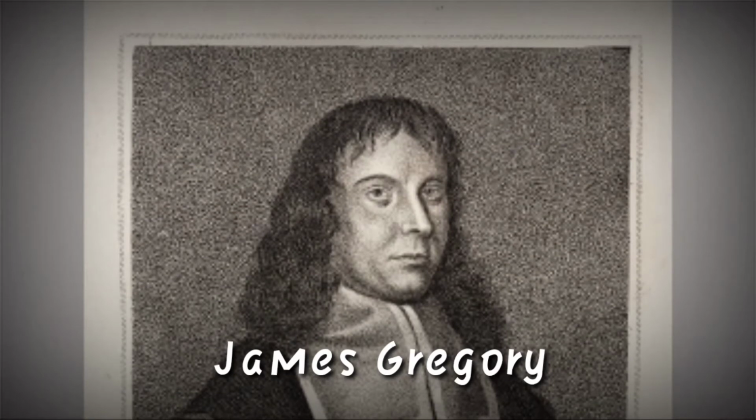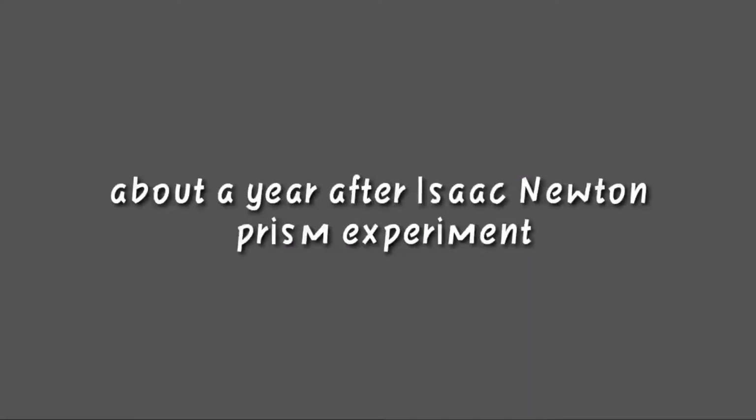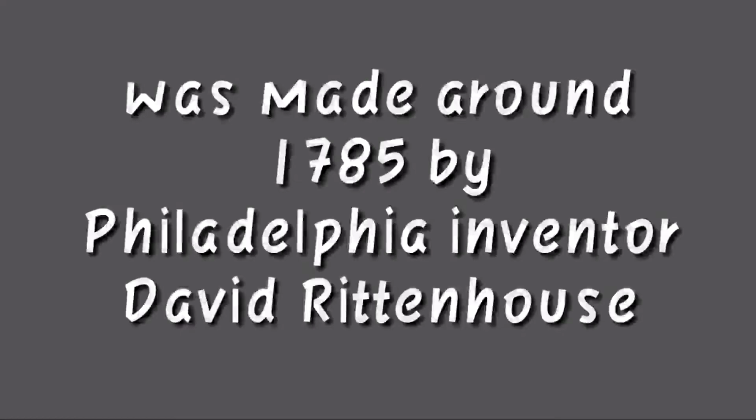The principles of diffraction grating were discovered by James Gregory about a year after Isaac Newton's prism experiments. The first man-made diffraction grating was made around 1785 by Philadelphia inventor David Rittenhouse, who strung hairs between two finely threaded screws.